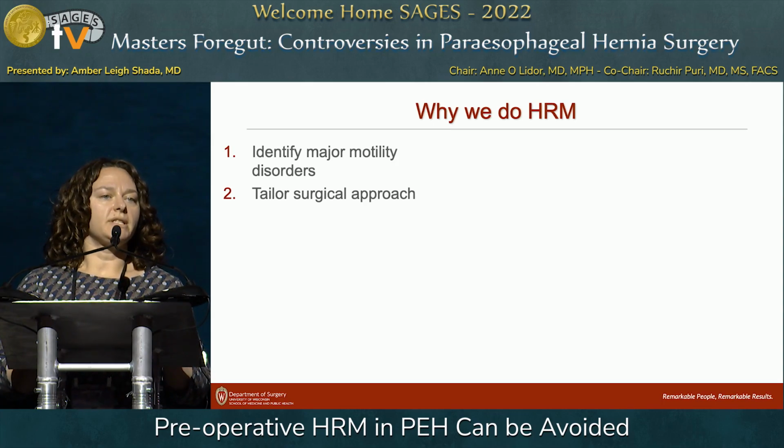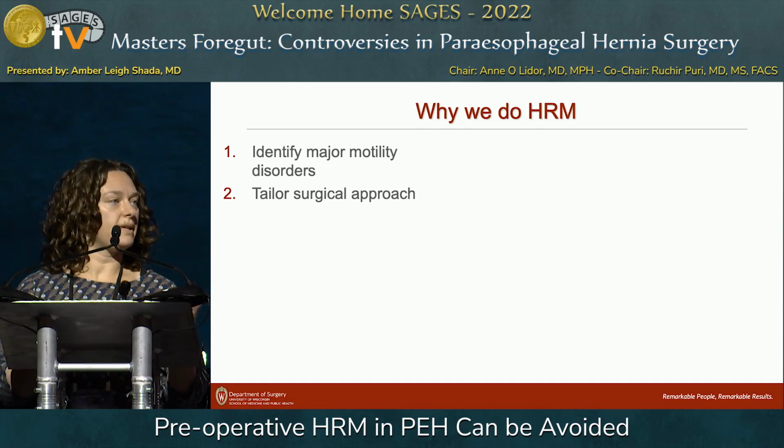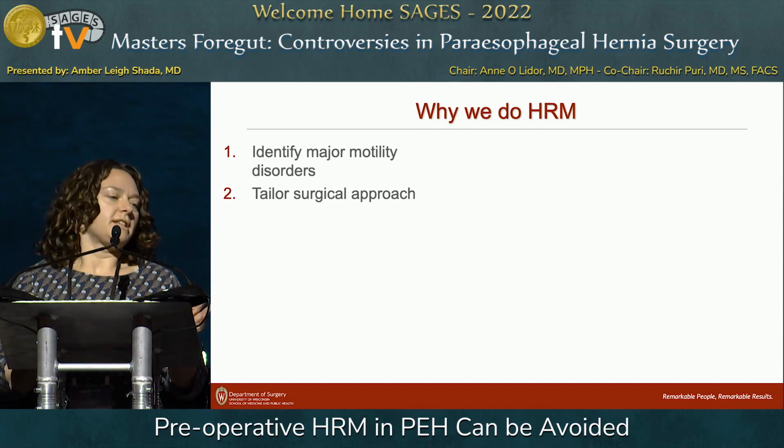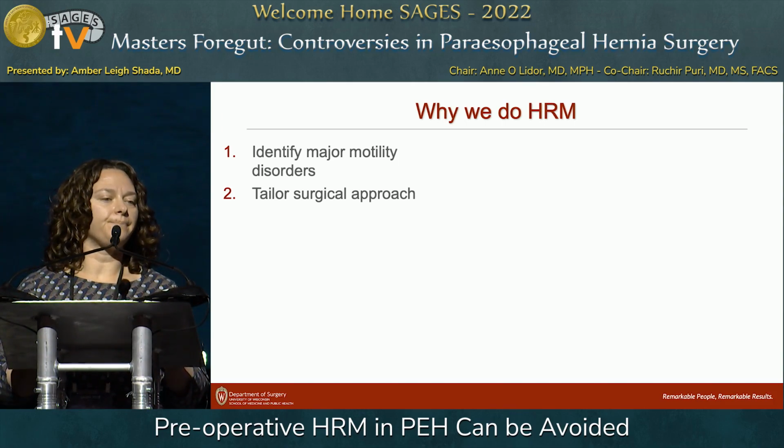These are the main two reasons that we do high-resolution manometry. So identifying major motility disorders, right? This is the board scenario of someone who you accidentally wrap who has achalasia, right? And the second is to tailor your surgical approach, which is debatable. If you were at yesterday's physiology session, we had some lively discussion around whether that matters or not.